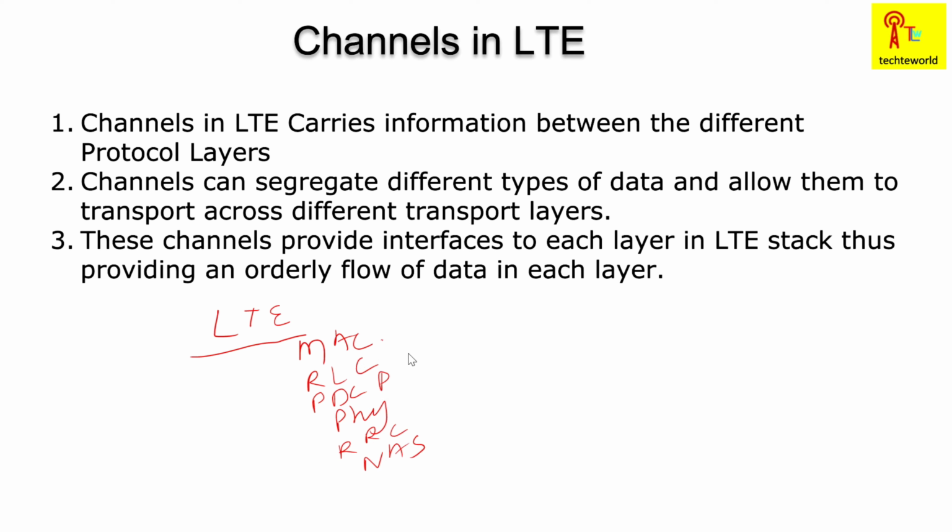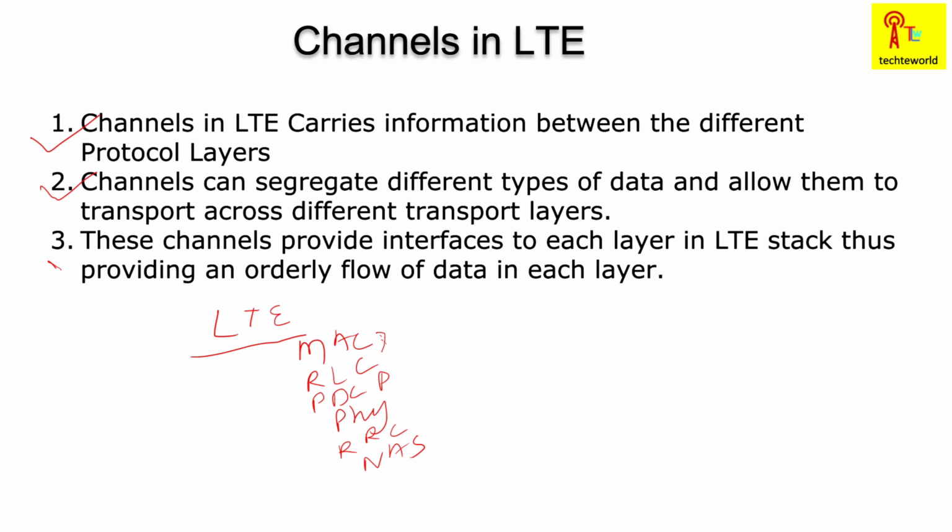Hence there is a need for a kind of channel which can take this information and transfer the data from one protocol layer to the other. So the channel plays a very crucial role in carrying information from one layer to the other. The second role these channels play is to segregate different types of data and allow them to be transported across different transport layers. So segregation of data is also done by the channels.